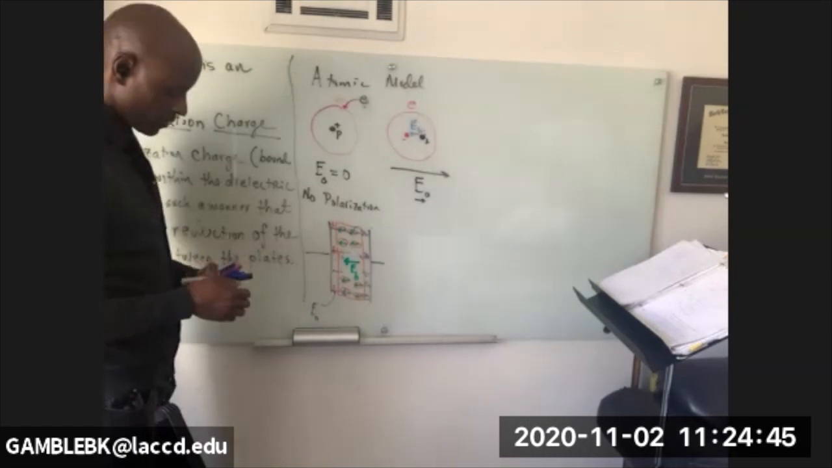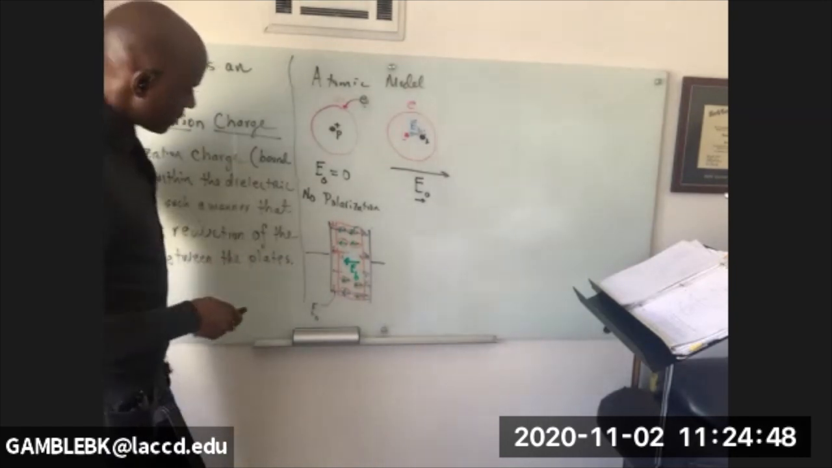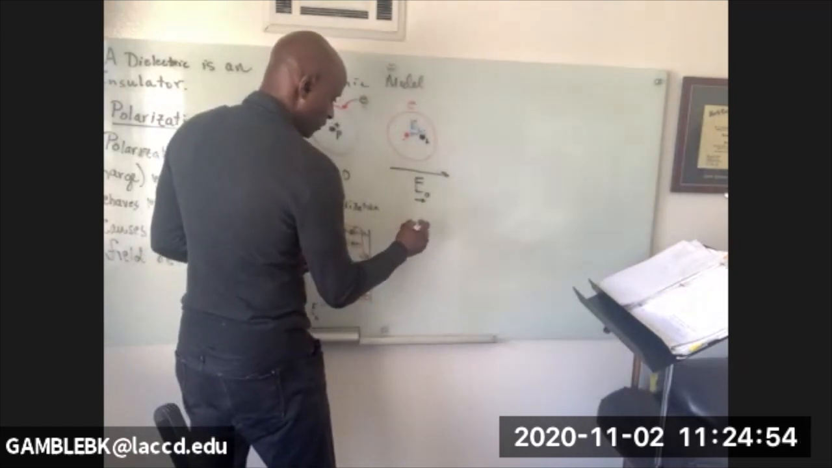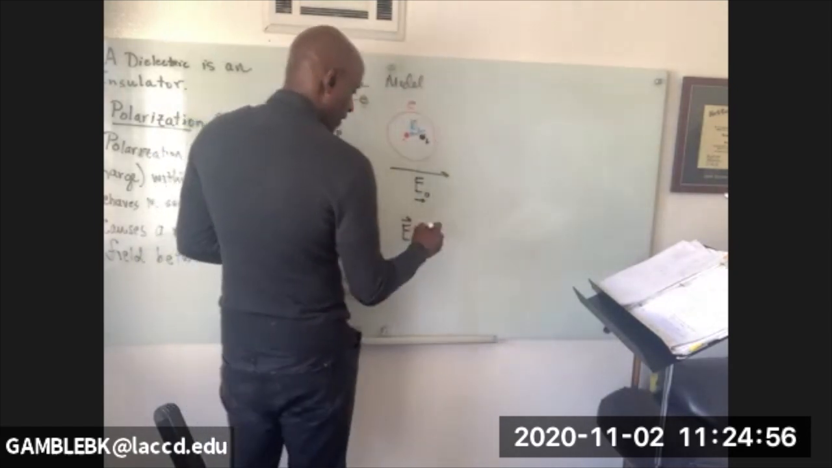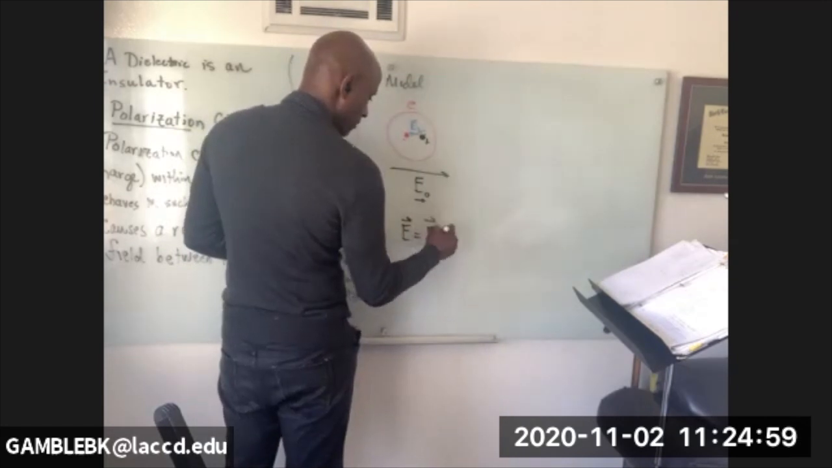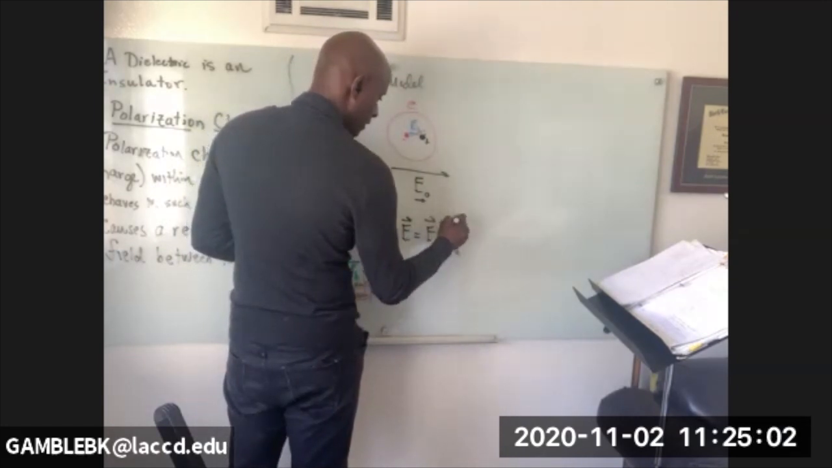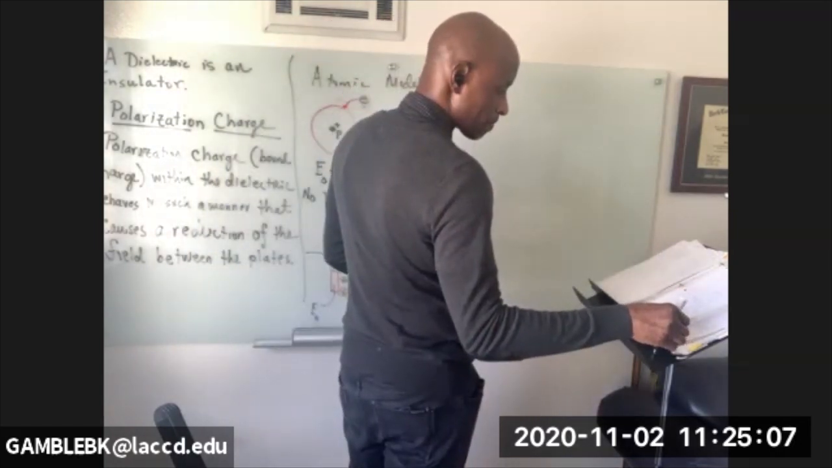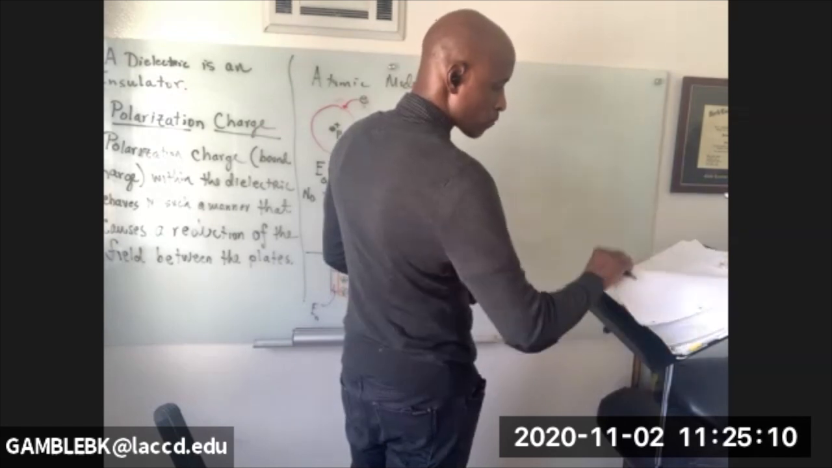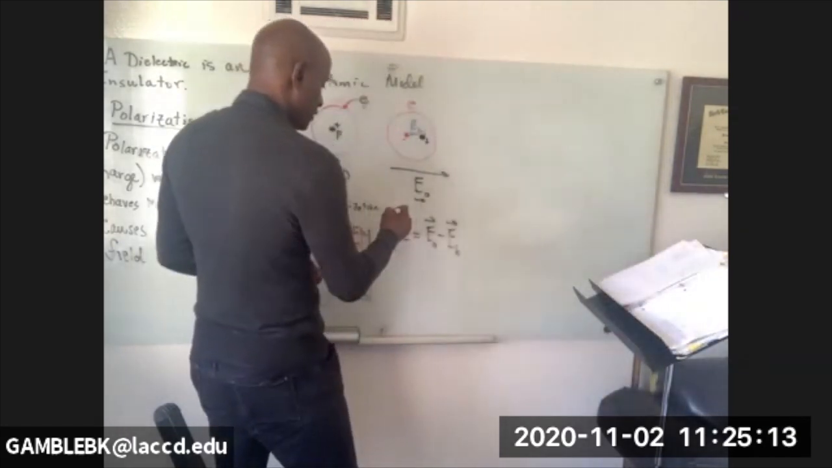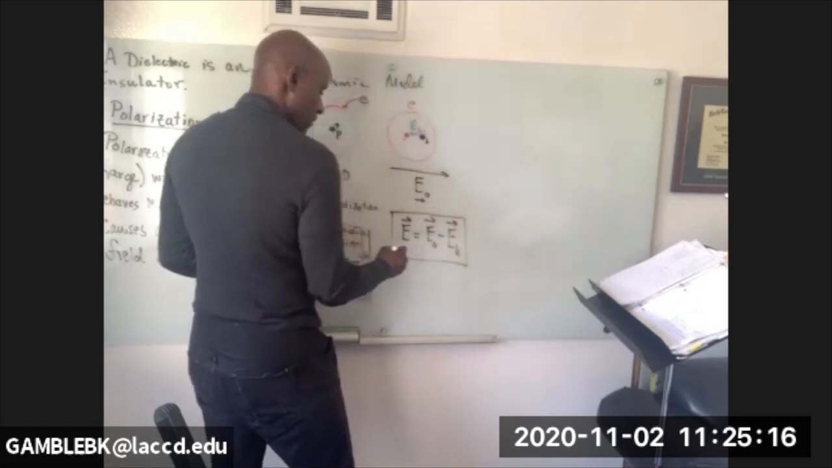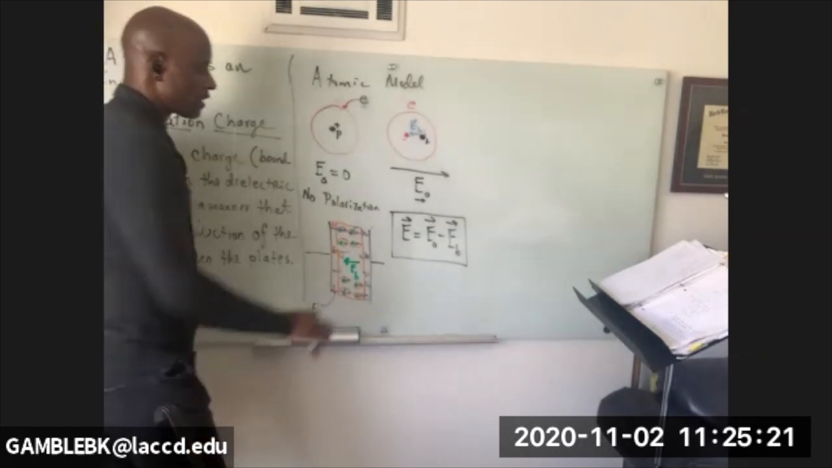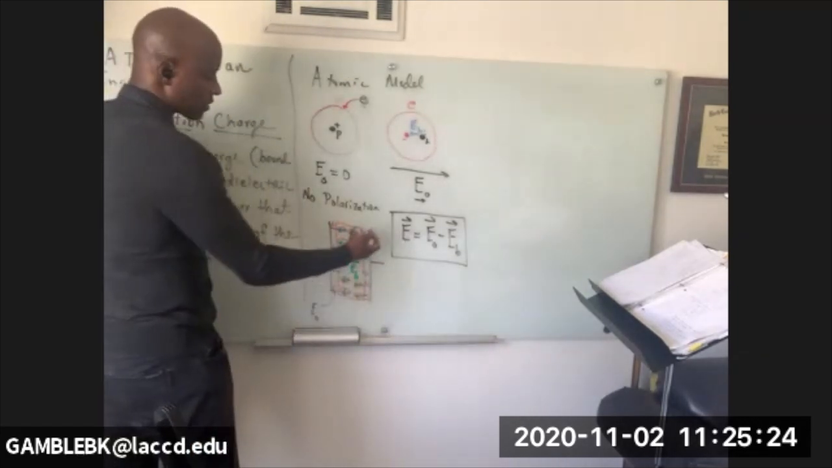So now the net field that I actually will measure, the total field E, is going to be equal to E naught minus EB. And that basically explains why the field is reduced, where the E naught is associated with the excess charge on the capacitor plate.